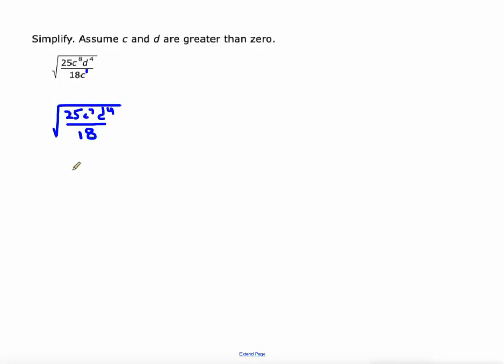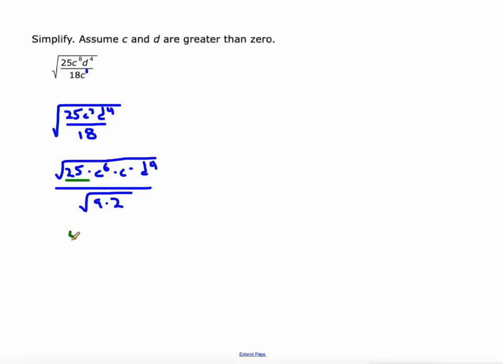All right, what next? How about we make this on the numerator? 25 is a perfect square. C to the 7th isn't, so we'll break it into c to the 6th times c. I talked about that in the last video. And then d to the 4th is a perfect square, all over the square root of 9 times 2, which is still 18, but 9 is a perfect square. All right, here we go.